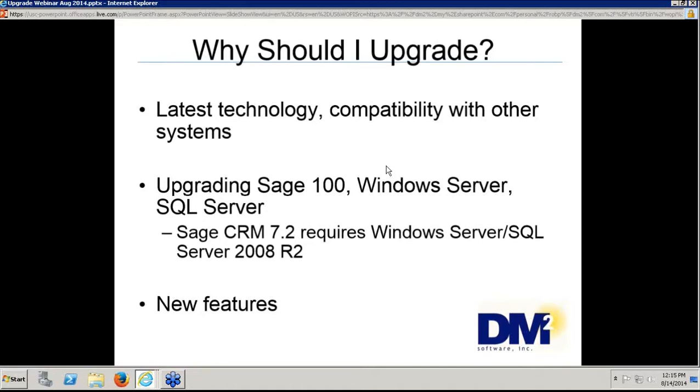Okay? So the reasons why you might be looking at upgrading CRM, if you are on Sage integration, could be because you're upgrading your Sage 100 version. A lot of times it's based on technology. Maybe you're upgrading your servers, your SQL server, your Windows server, and you just need compatibility with the latest versions. So a lot of times that really drives it. And again, the latest version of CRM requires Windows Server and SQL Server 2008 R2. Okay, and if you could please advance the slide.